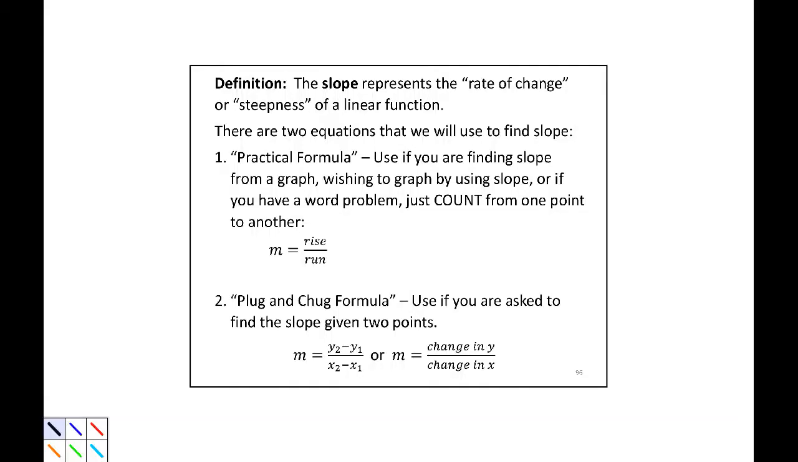We are now going to define slope and give some examples. So the definition of slope is that it represents the rate of change or the steepness of a linear function. And there are two equations that we will use to find slope.